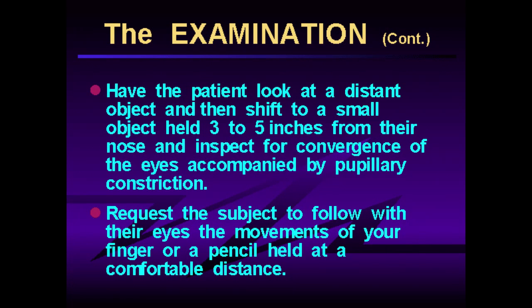Now request your patient to look at a distant object and then shift to a small object held 3 to 5 inches in front of the bridge of her nose. Inspect for convergence of the eyes accompanied by pupillary constriction. Then ask your patient to follow with their eyes the movements of a finger or a pencil held at a comfortable distance. Note any abnormality in the movement of the eyes.